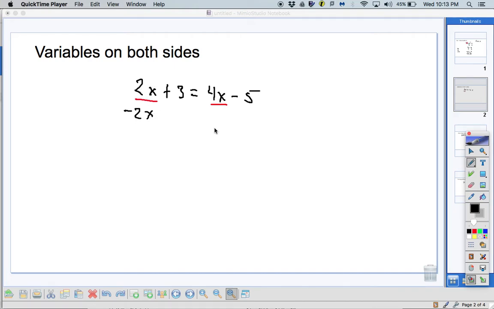So left side works. We got to do it to the right side. We can only combine like terms. So the x's combine with the x's. You can never do numbers with the x's. Okay, so x's and x's combine.